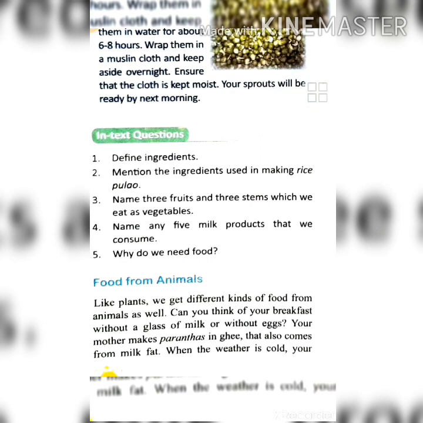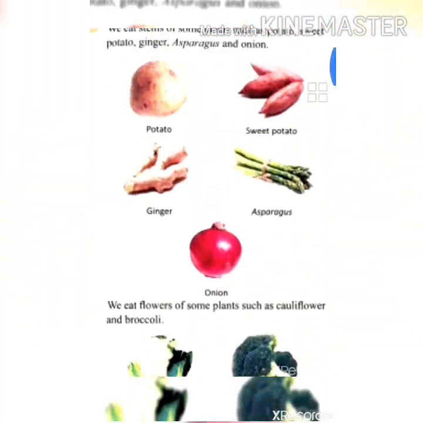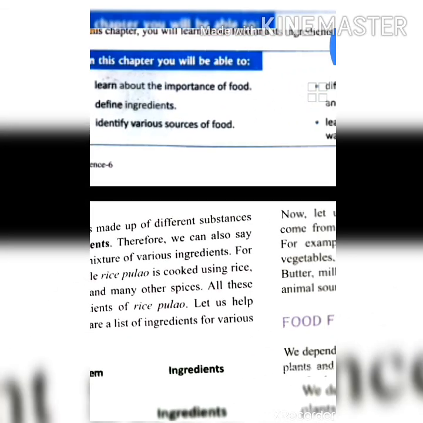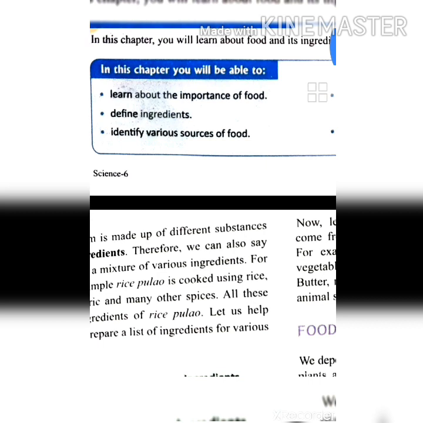Now the fifth question is why do we need food? Here they have given one point, though they have not explained that point, and the point was importance of food. Why is food important? Now this topic we have been doing for many years and we know food is important for the development, for the full development and the growth of the body.